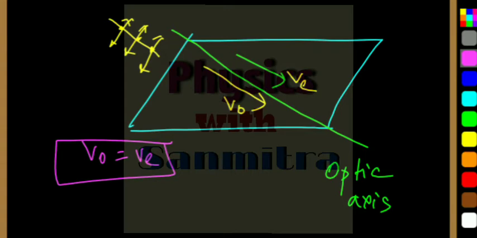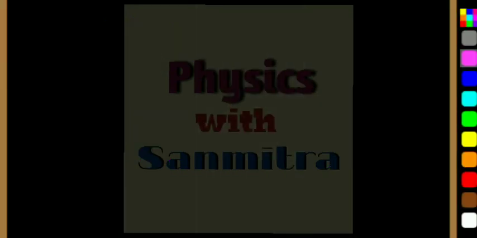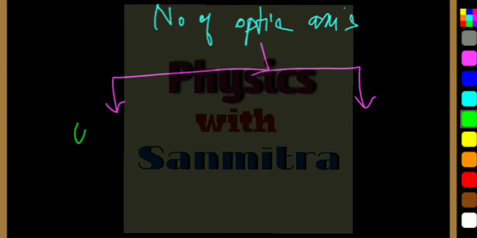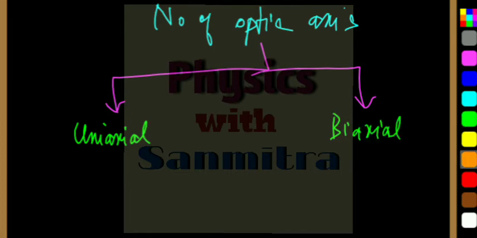Optic axis is such an axis, and by the presence of the optic axis, on the basis of the number of optic axes, we can say there are 2 types of crystals. One is uniaxial, one is biaxial. What are uniaxial crystals? A uniaxial crystal has only one optic axis. This has 2 optic axes in the case of a biaxial crystal.